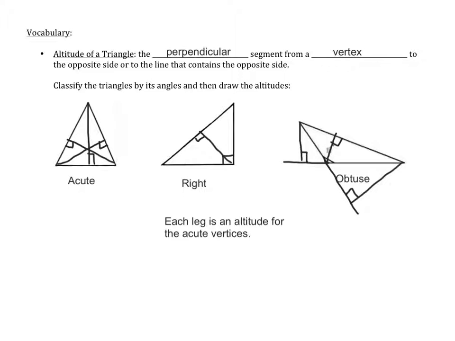So again, notice that in the acute triangle, all of the altitudes intersected inside of it. In the right triangle, the altitudes actually intersected at the right angle, because all of them came together at the right angle. And if I were to extend the ones in the obtuse triangle, they all intersect outside of the triangle. So again, in an acute triangle, the altitudes intersect inside. In a right triangle, they intersect at the right angle itself. And in an obtuse triangle, they intersect outside of the triangle.